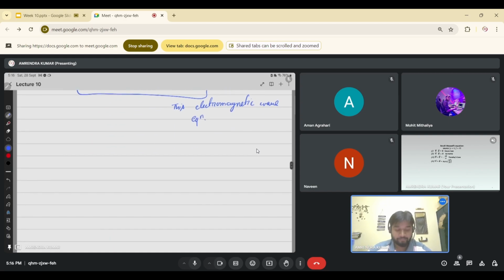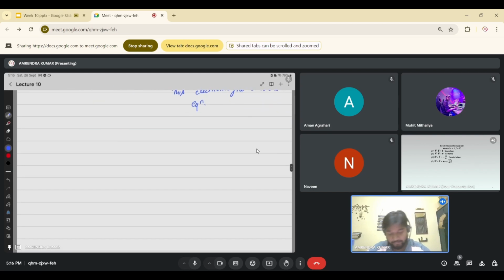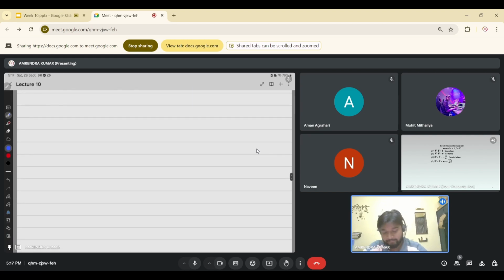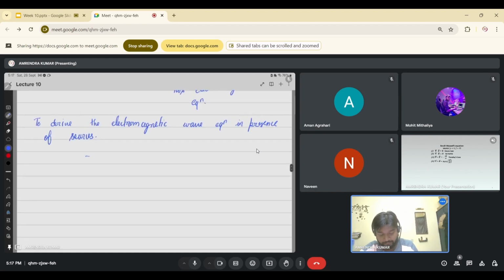Now what we are going to do is to derive the electromagnetic wave equation in the presence of source. So recall the Maxwell's equations with sources.